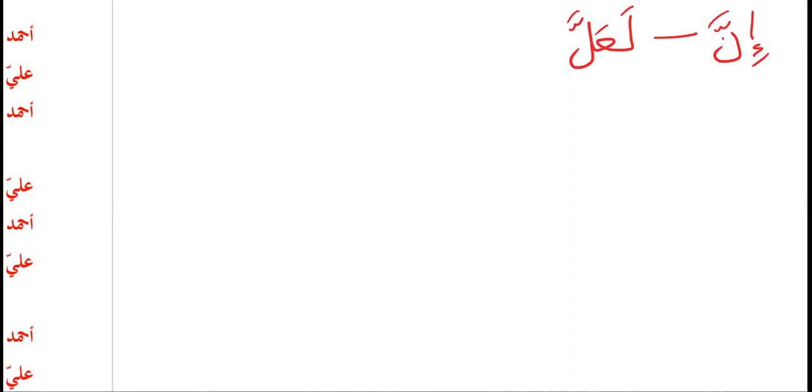So in this lesson, we're going to be doing two more. We're going to be doing ka'anna, and we'll be doing la'kinna. So first of all, ka'anna and la'kinna are from the likes of inna, meaning that they make the ism mansub and the khabar marfoo with a dhamma.